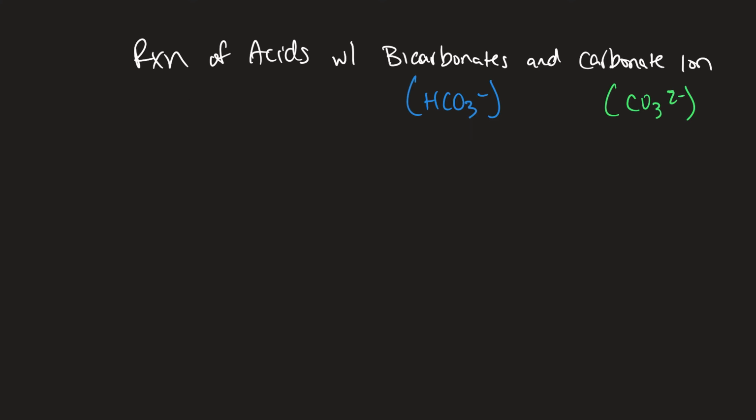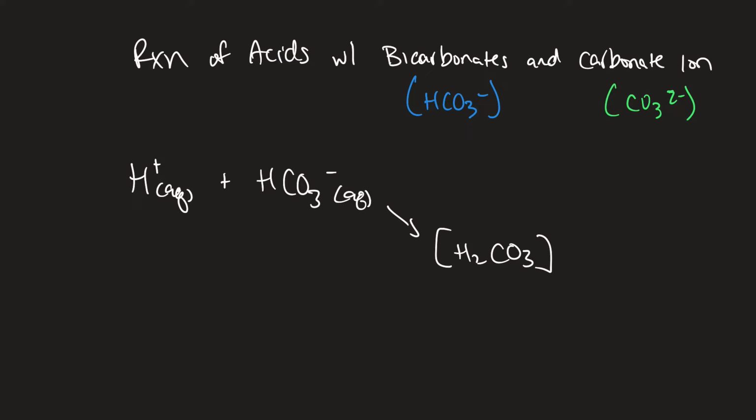All right, let's look into the reaction of acids with bicarbonates, which is HCO3 with a -1 charge, or carbonate ion, which is CO3 with a -2 charge. Both of these act like bases, so that means they will actually receive the hydrogen ion. For bicarbonates, it will take in one hydrogen ion to form, and there's a reason why I'm writing it this way, carbonic acid.